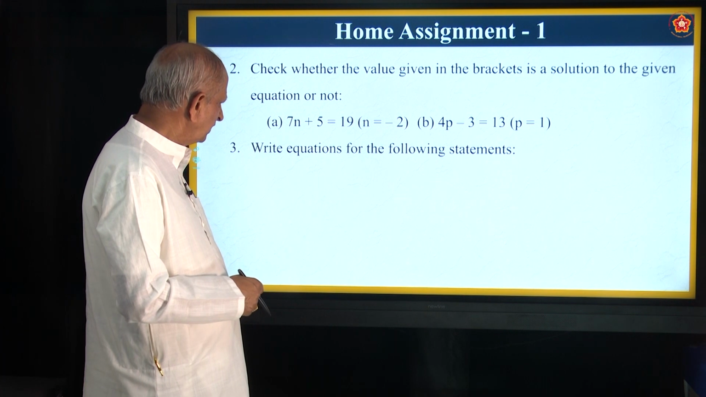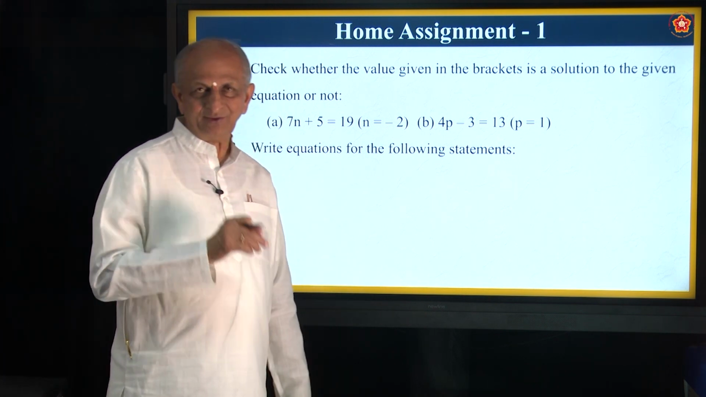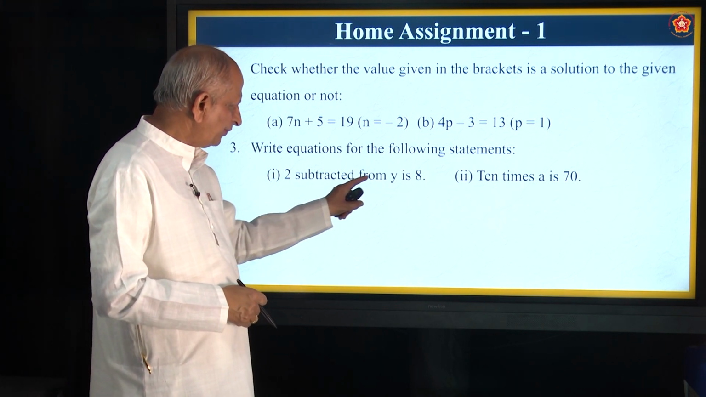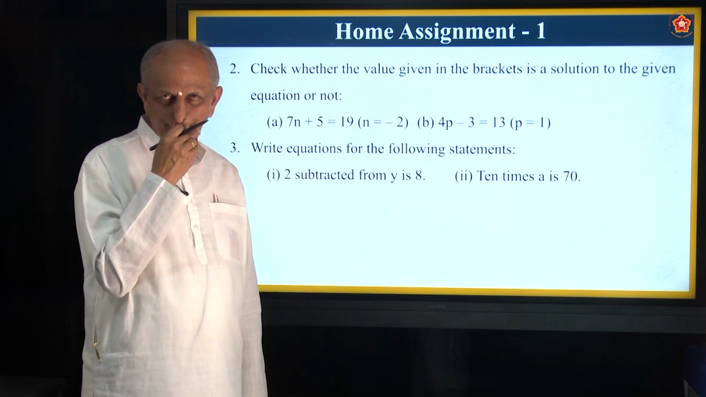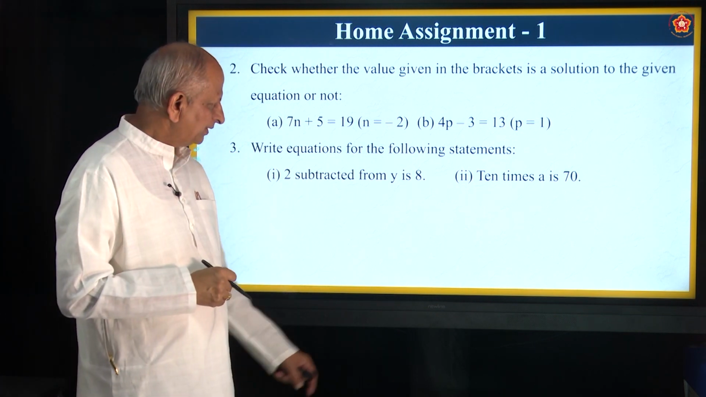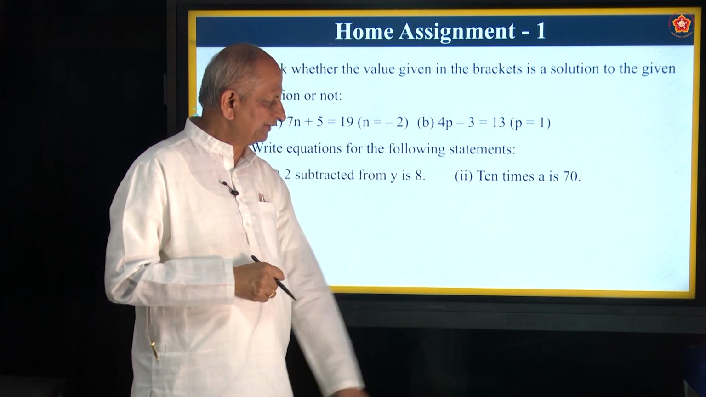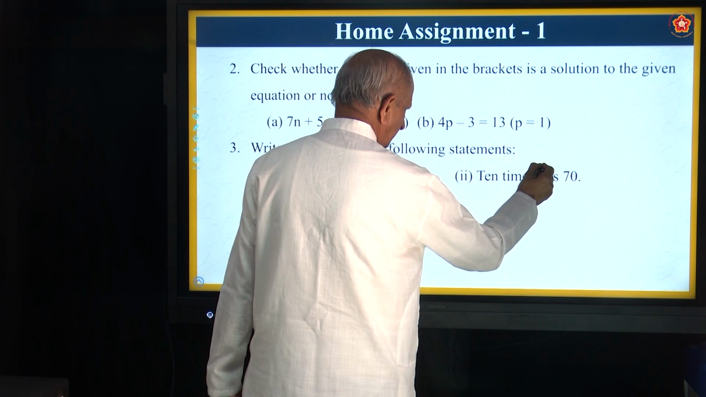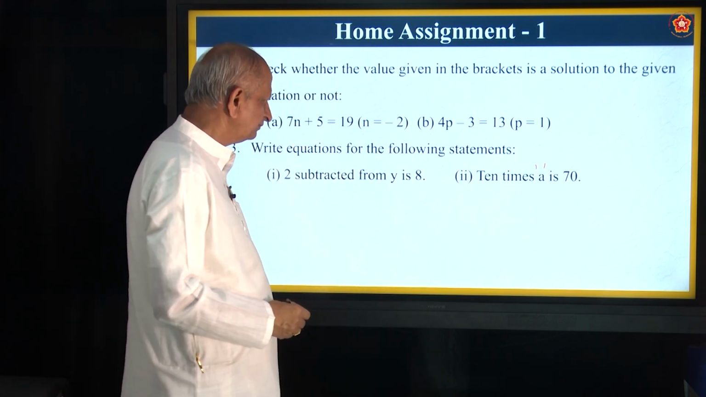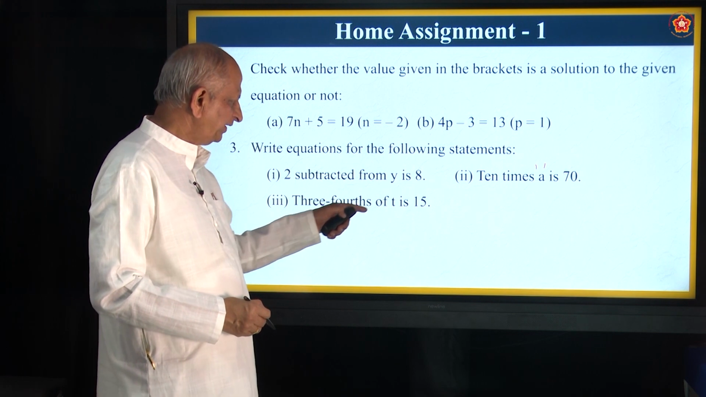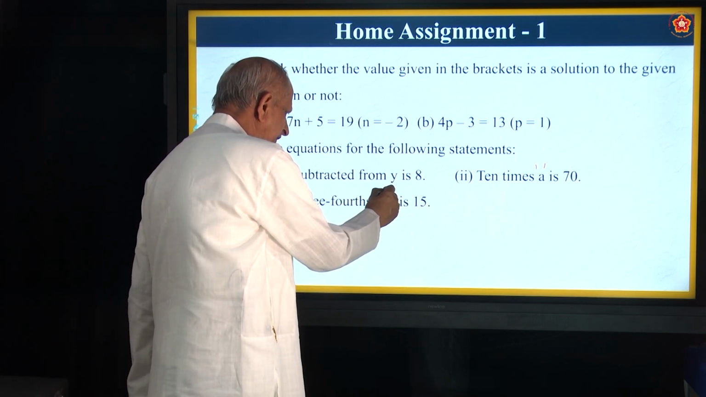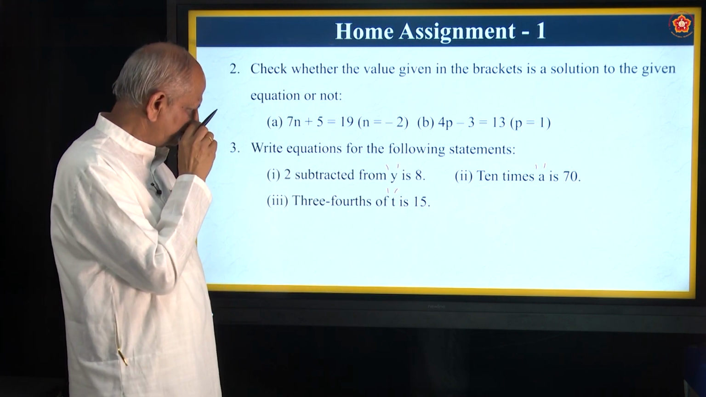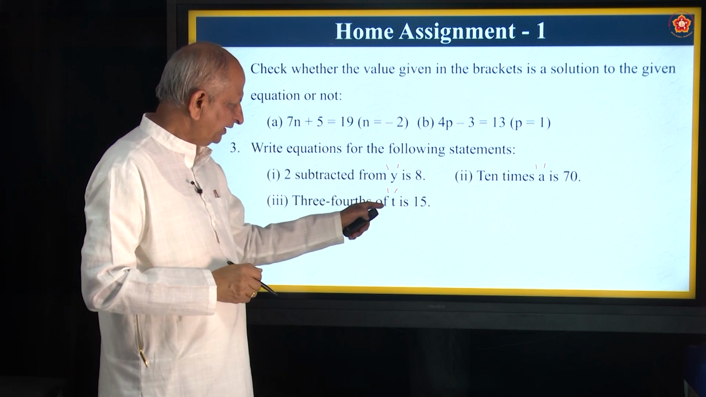Third question, write equations for the following statements. Now, statements are given, you must write the equation. 2 subtracted from y is 8. Write in equation form. 10 times a is 70. Here a is a variable, please note it. 3/4 of t, this t is called variable. Here also y is called variable. 3/4 of t is 15.